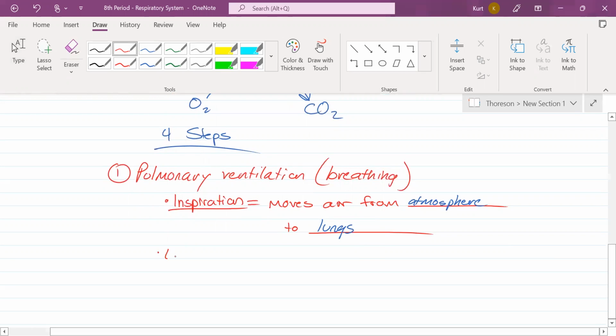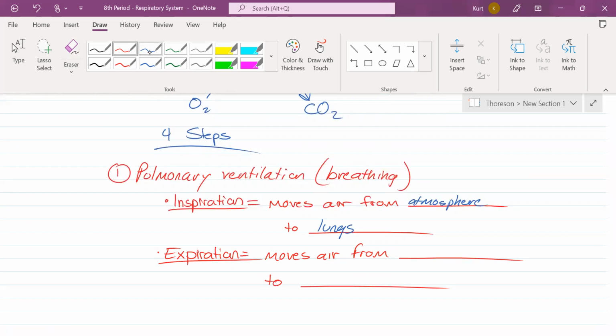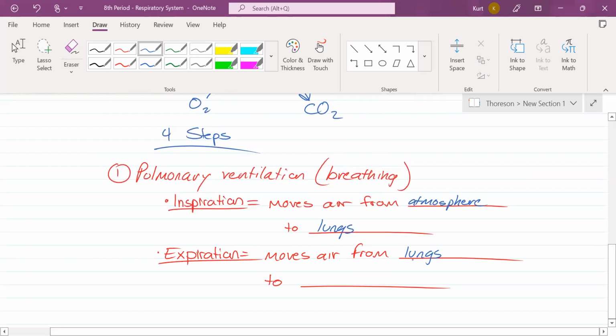What do you suppose the opposite of inspiration is? Expiration. Sebastian, expiration. Air is going out. It moves air from where to where? That is correct. Moves air from lungs to atmosphere.